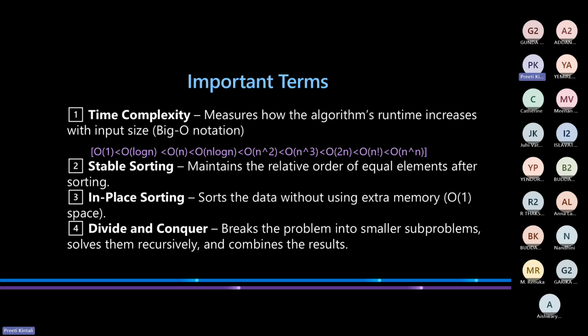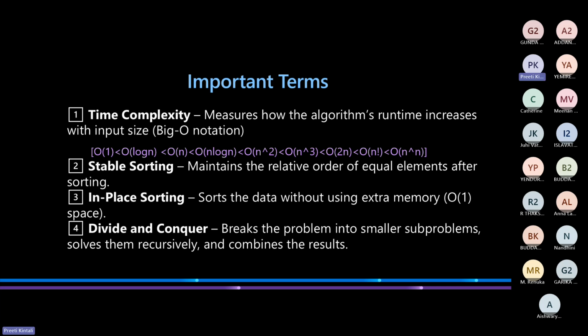So here there is a small mistake in the time complexity. 2n will be less than n square. So this shouldn't be here. So let me continue. Sort the data without using extra memory or space.